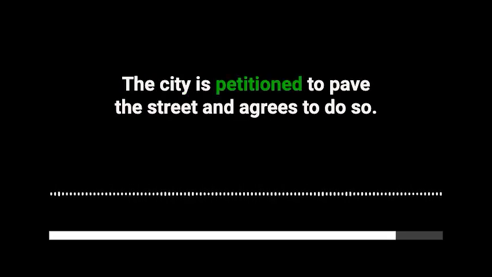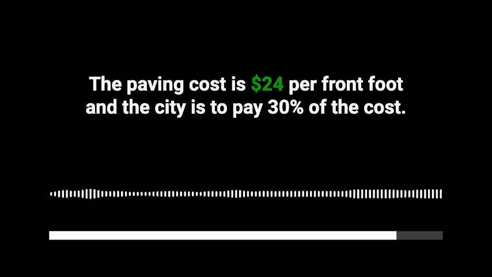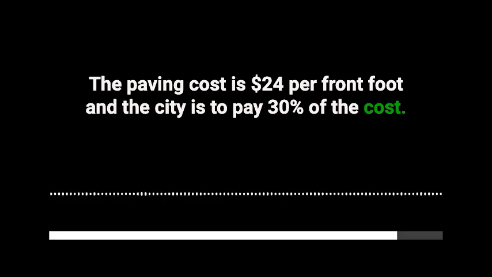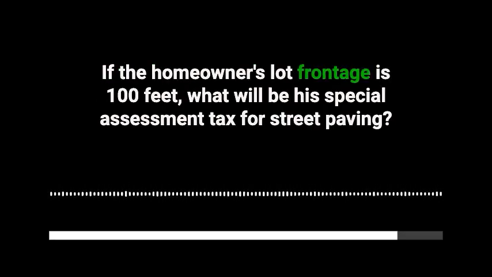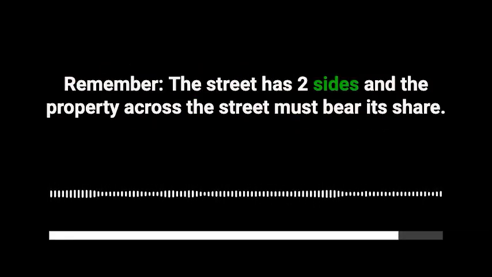Assume that a property owner lives on an unpaved street. The city is petitioned to pave the street and agrees to do so. The paving cost is $24 per front foot, and the city is to pay 30% of the cost. If the homeowner's lot frontage is 100 feet, what will be his special assessment tax for street paving? Remember, the street has two sides and the property across the street must bear its share.